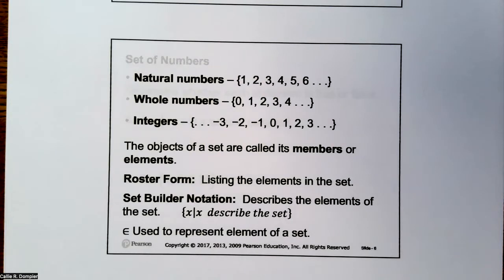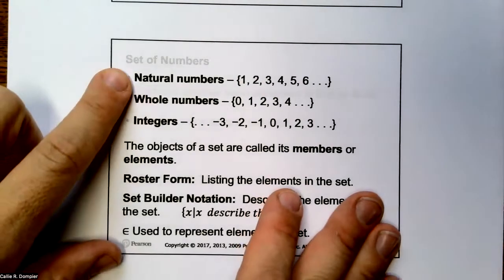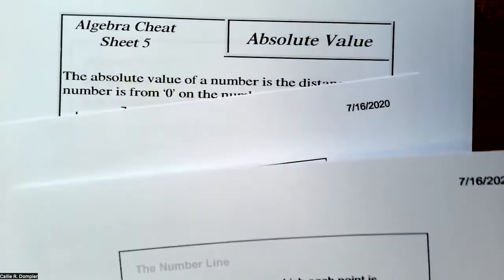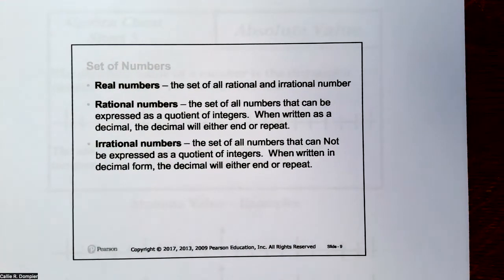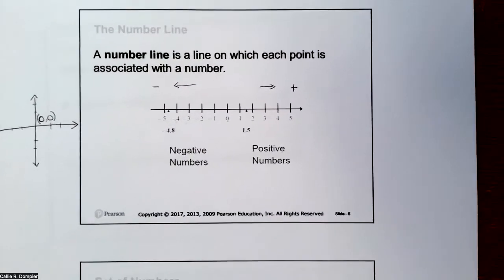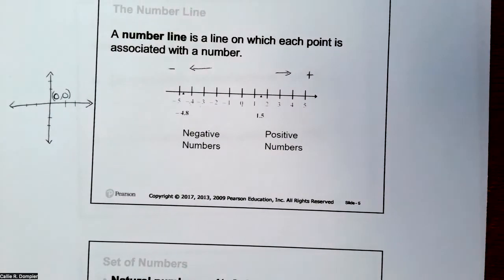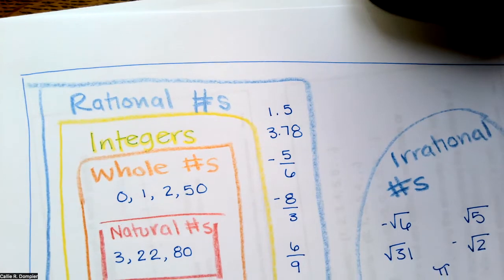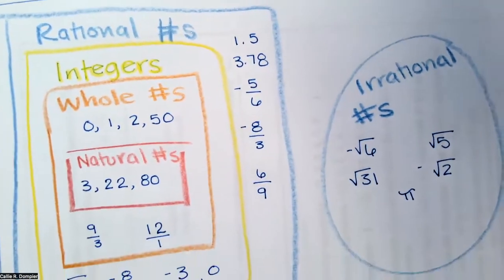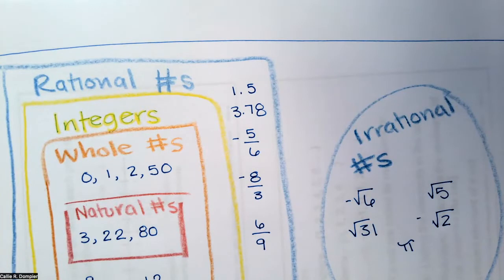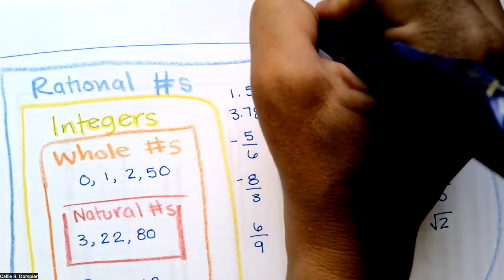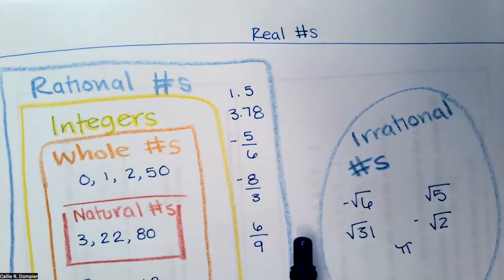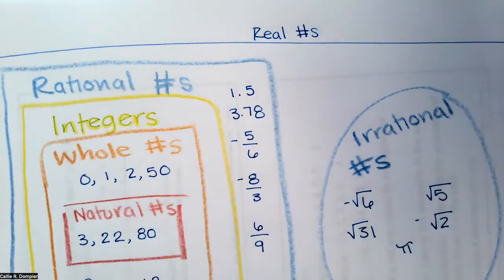These can be challenging, okay? We're gonna do sets of natural numbers, whole numbers, integers, and real numbers, rational numbers, and irrational numbers. So I'm just gonna right now do that. Let me pause. Okay, I needed to draw this. So here are all real numbers. Real numbers are then separated into rational numbers and irrational numbers.